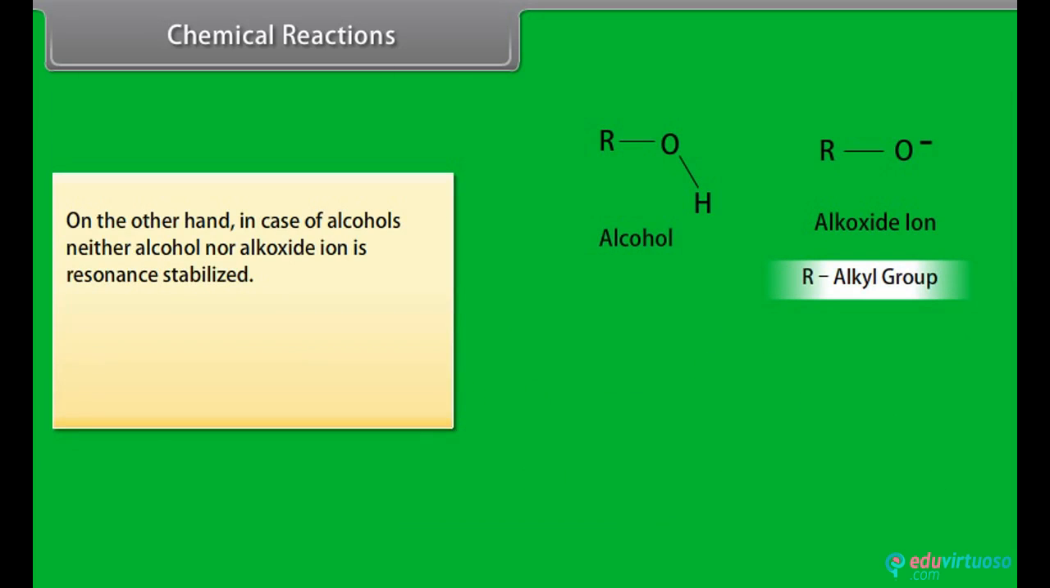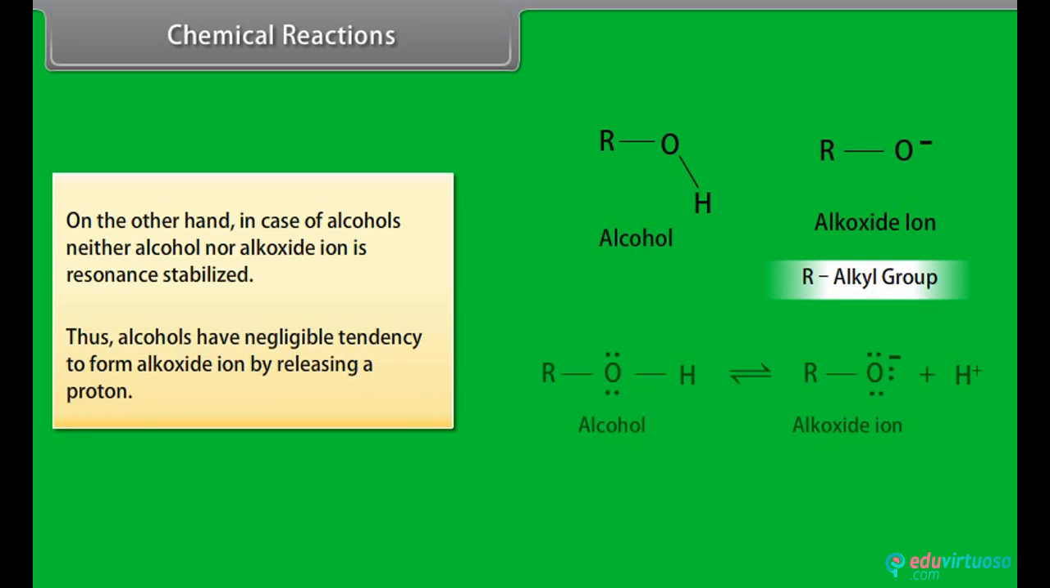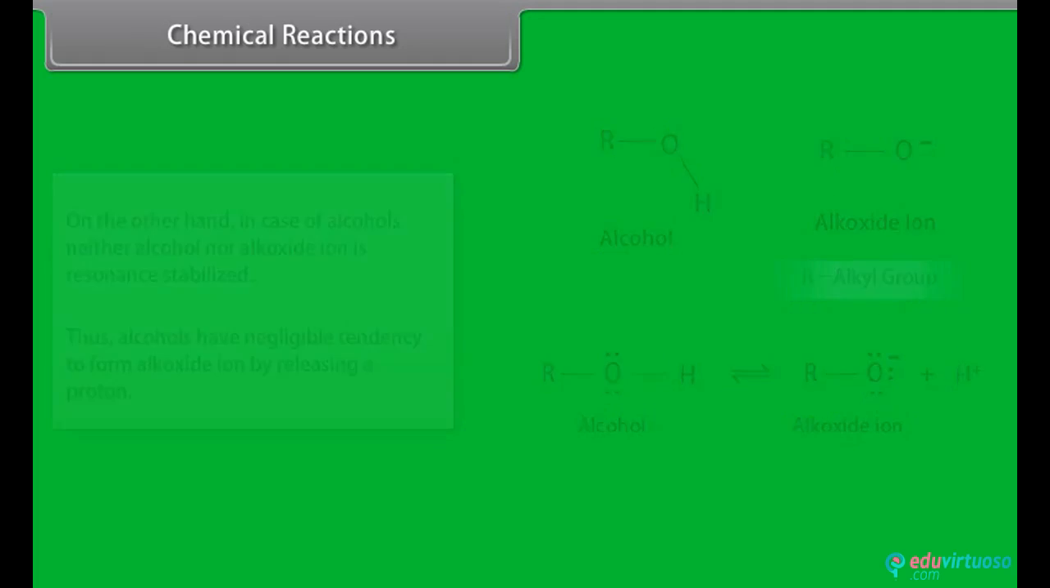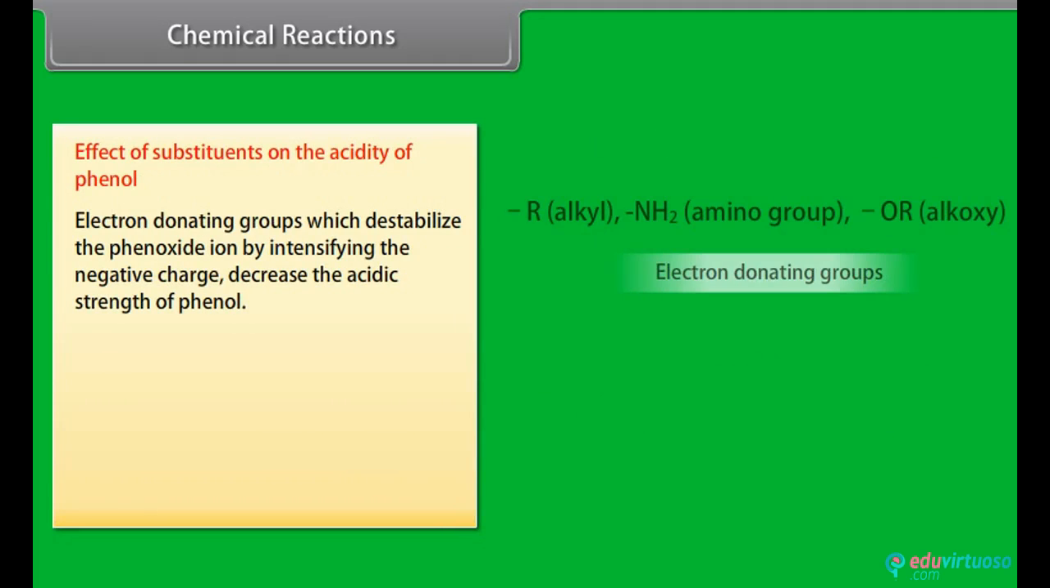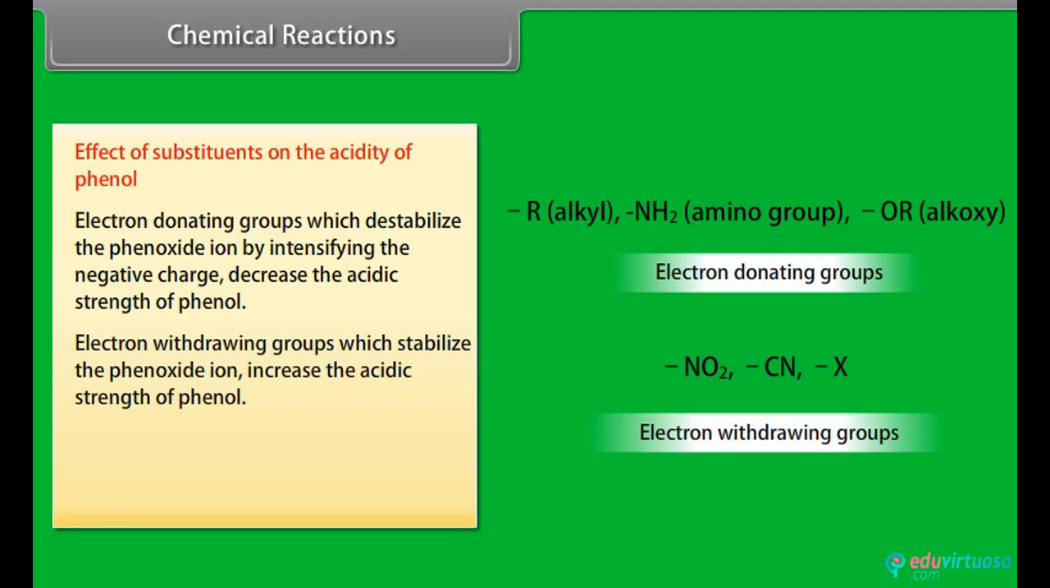On the other hand, in case of alcohols, neither alcohol nor alkoxide ion is resonance stabilized. Thus, alcohols have negligible tendency to form alkoxide ion by releasing a proton. Effect of substituents on the acidity of phenol. Electron-donating groups which destabilize the phenoxide ion by intensifying the negative charge decrease the acidic strength of phenol. Electron-withdrawing groups which stabilize the phenoxide ion increase the acidic strength of phenol.